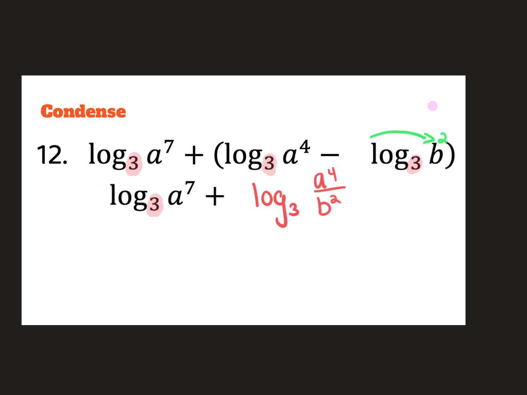Okay, so again, still have same bases. So I'm going to combine this yet again into log base 3, and it would be a to the 7th times this argument, which is actually going to be, I can multiply my numerators, a to the 7 plus 4 would be 11 over b squared.